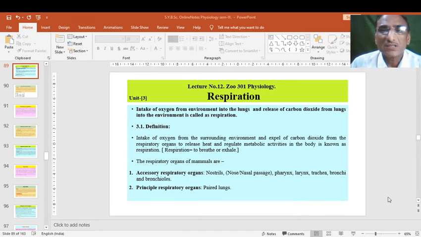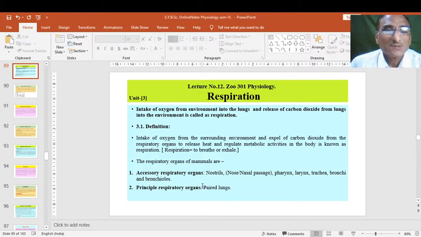In our 12th lecture, we will see unit number 3, respiration. As usual, respiration is the basic physiological mechanism in which oxygen is taken into the body from the environment, into the lungs through the respiratory or nasal canals, and carbon dioxide is released from the lungs into the environment. And this is nothing but respiration.